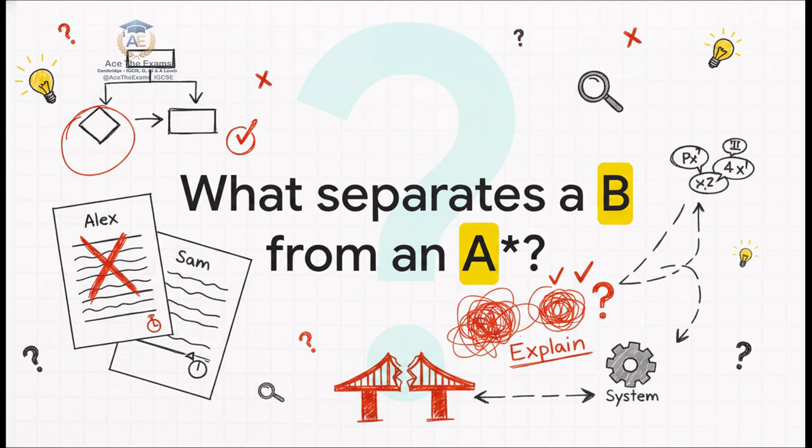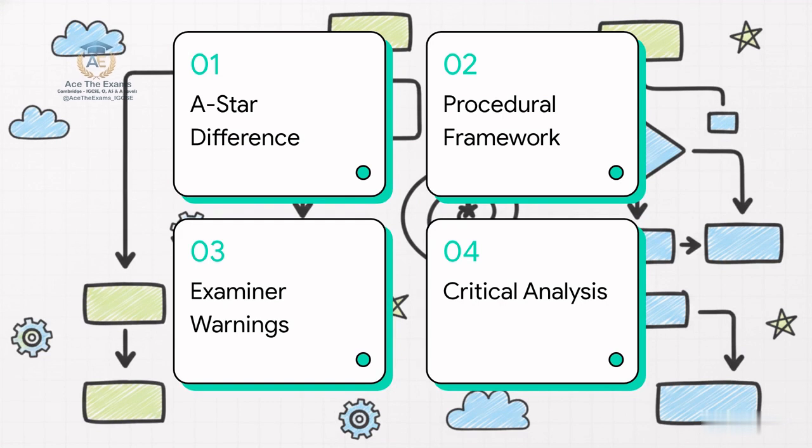To bridge that massive gap between a B and an A-star, you can't rely on luck. You need a system. Here is our highly structured playbook for today, designed to systematically upgrade your exam responses from superficial to top tier. 1. The A-star difference. 2. The procedural framework. 3. Top 3 examiner warnings. And 4. Critical analysis and evaluation.